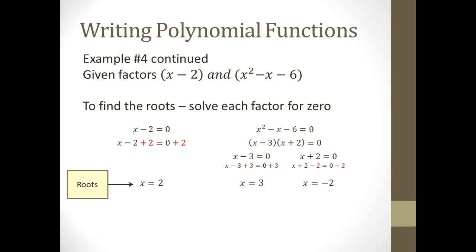Next, I set my factor x squared minus x minus 6 equal to 0. I go ahead and factor that. I break it down to its factors. I set each of those factors equal to 0, and I solve them for x. That gives me 3 roots, x equals 2, x equals 3, and x equals negative 2.